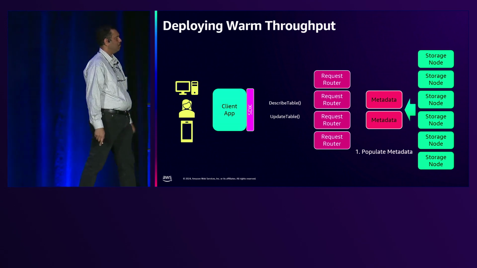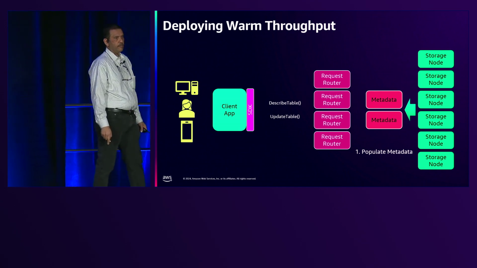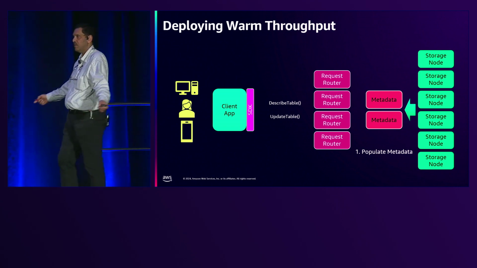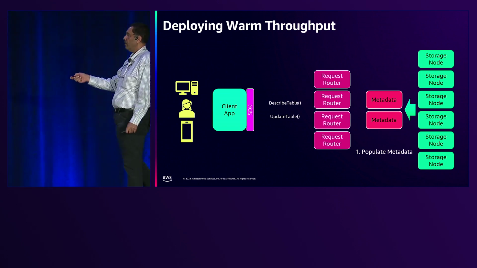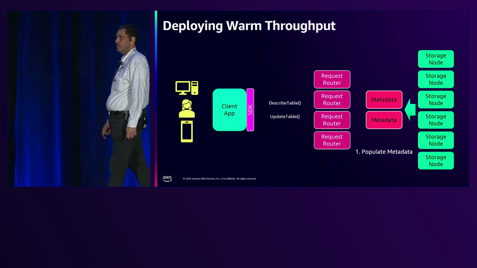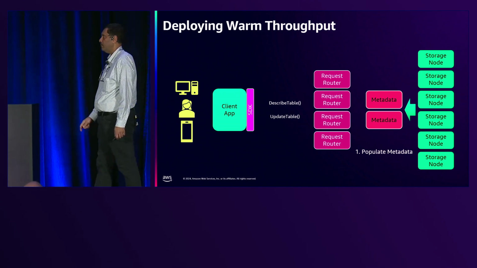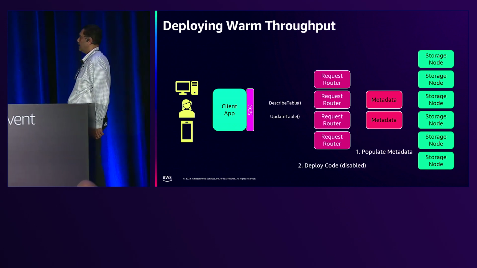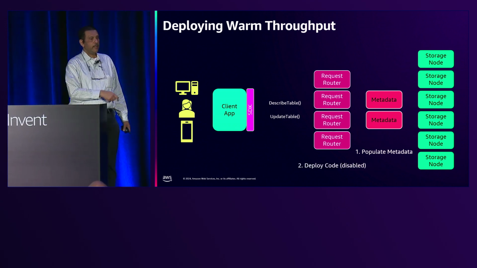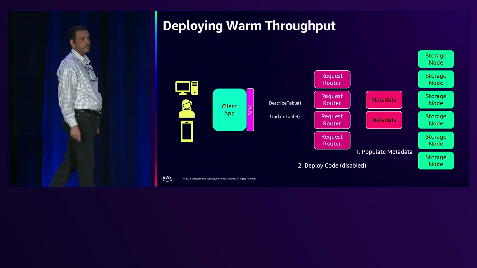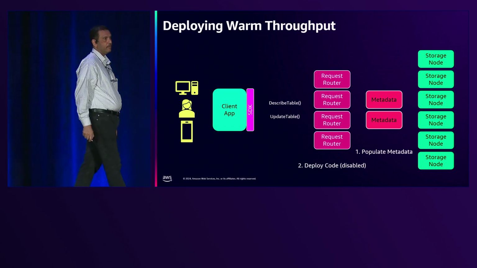This happened several months ago. We've got hundreds of thousands of tables, millions of tables, 34 regions worth. We populated the metadata. Now there's a pipeline which continuously keeps that metadata up to date. Great. Now that that worked, the next thing we did was we deployed code to the request routers which understood the new API. But we deployed it disabled.